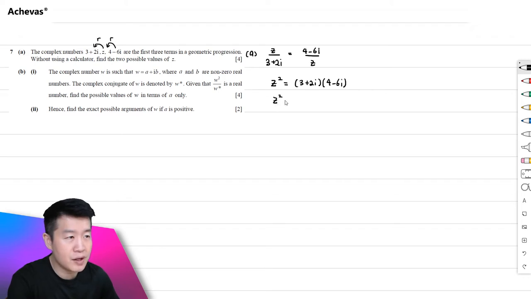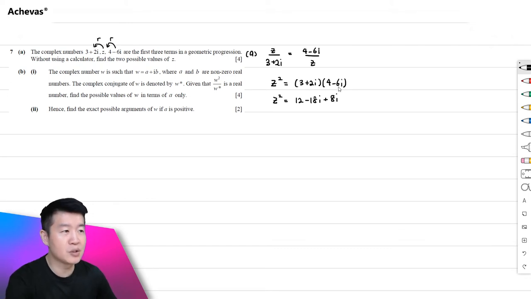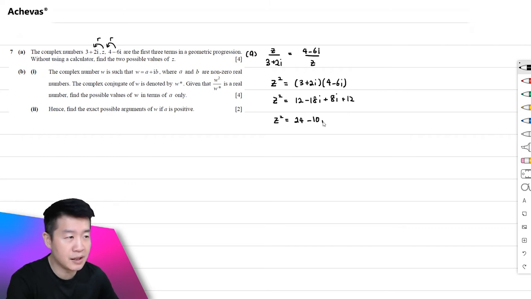So z squared is going to be equal to expanding this times this. This is equal to 12 minus 18i plus 8i, and this times this is minus 12i squared, which is going to be plus 12. So I have z squared equal to 12 plus 12, 24, minus 10i.